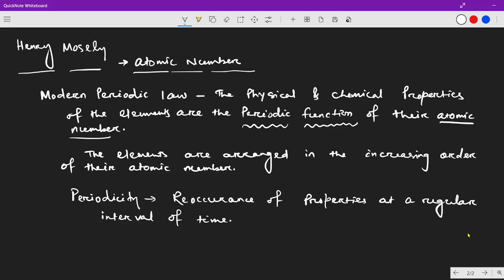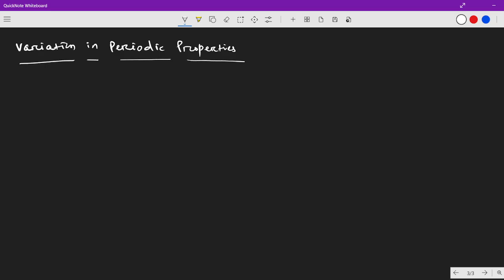Now we are going to move to the variation in periodic properties. These things are very simple generally, if you want to understand the concept only. First of all, let us understand what atomic size is and how it varies. Atomic size is basically the size of the atom, and it depends on the atomic radius or atomic radii.